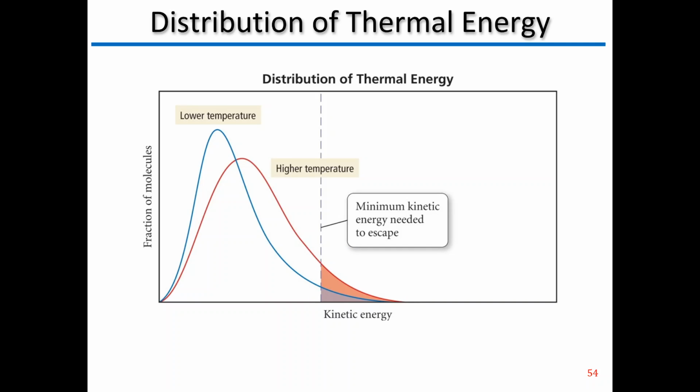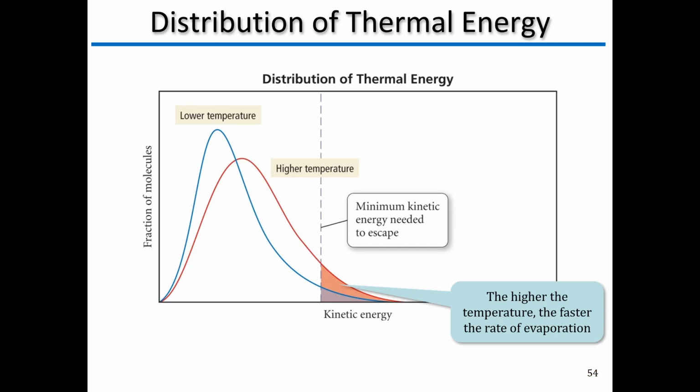So understand that when we increase temperature, we're increasing the average kinetic energy of the sample, and when we do that, we also have a higher percentage of molecules that can phase change from liquid to a gas. So the higher the temperature, the faster the rate of evaporation, of course. We know when it rains on a hot day, it evaporates much more quickly than if it rains on a cold day. So higher temperature, higher rate of evaporation.